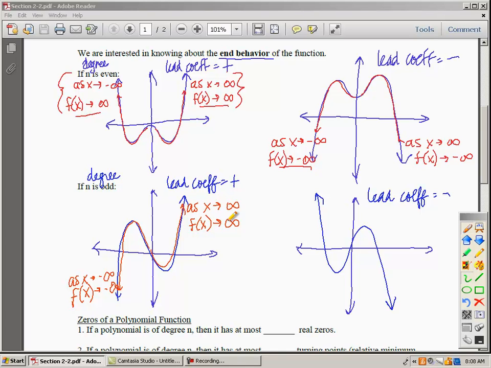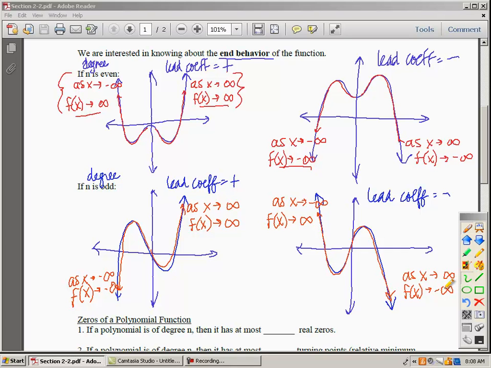Okay, last one. Let me label these again. As x goes to negative infinity and as x goes to positive infinity. And again, I think the easiest way to look at this is to trace it. As I go to the left, to negative, I go up. So f of x goes to positive infinity. And as I trace my graph to the right, I go down. Therefore, f of x goes to negative infinity.